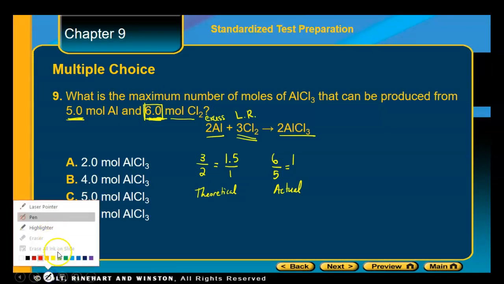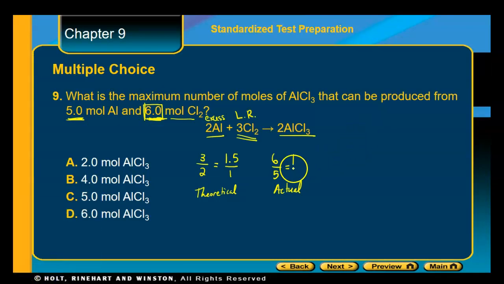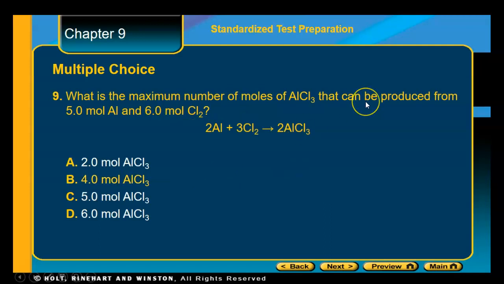So that's not enough, right? I need 1.5 times chlorine, but I only have 1.2 times the amount of chlorine. So that's why chlorine is the one that's the limiting reactant. And that's the one we're going to do the problem with. So 3 moles of chlorine yields 2 moles of this stuff. So 6 moles of chlorine yields 4. You got it.